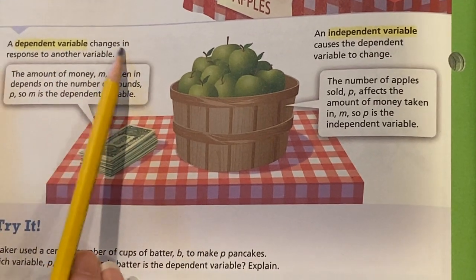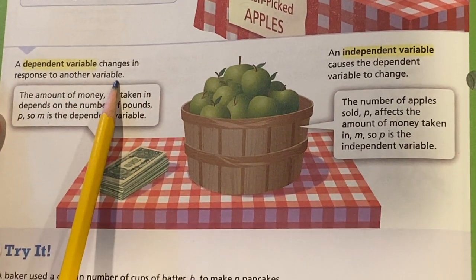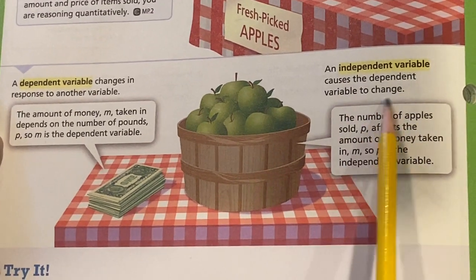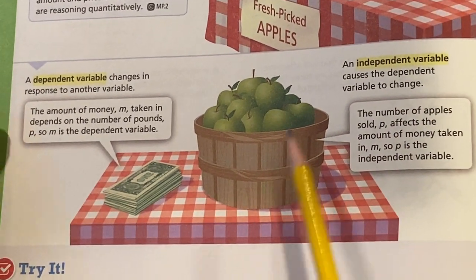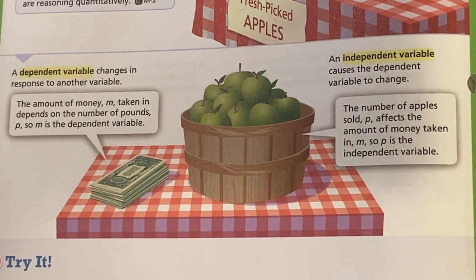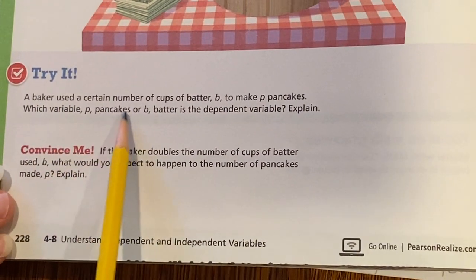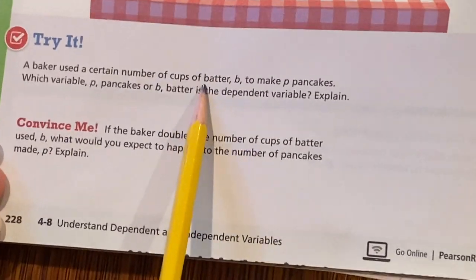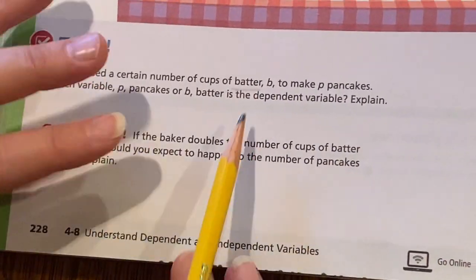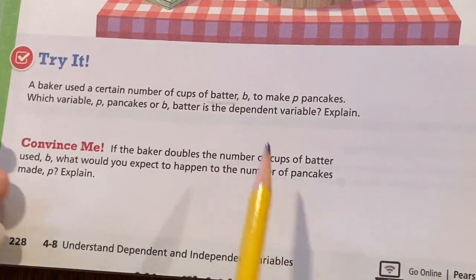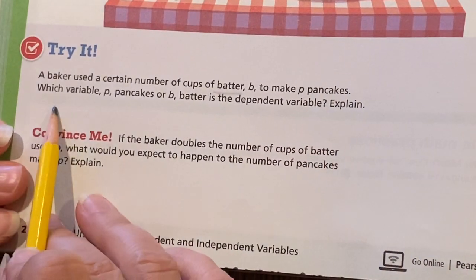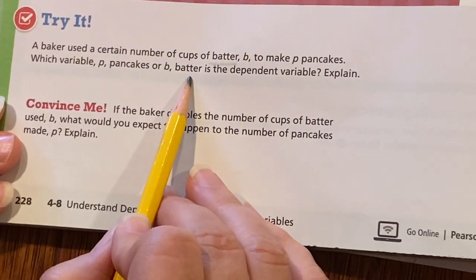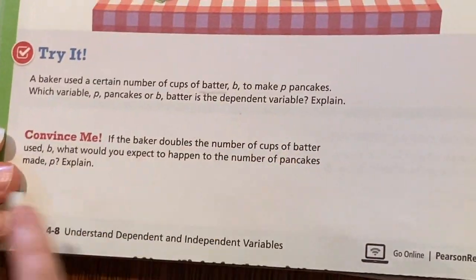A dependent variable changes in response to another variable. An independent variable causes the dependent variable to change. Okay? Try it. A baker used a certain number of cups of batter, B, to make pancakes. He might have had butter in his batter, but really we're talking about batter. Which variable, P for pancakes or B for batter, is the dependent variable?